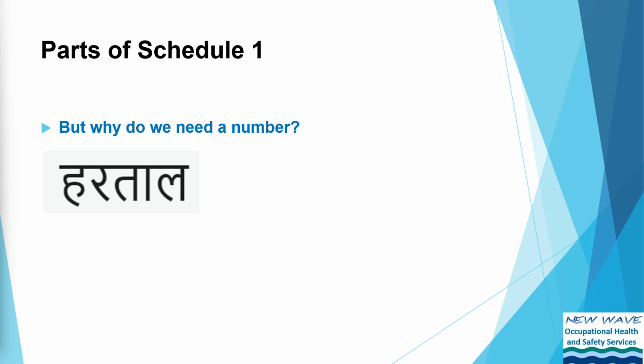But the products all have names. Why do we need a number? I will illustrate why with a simple example. Look at the word on the screen. Is that product dangerous? Well, that's a bit of a complicated word. Let's simplify it.